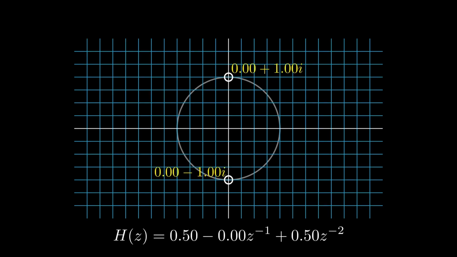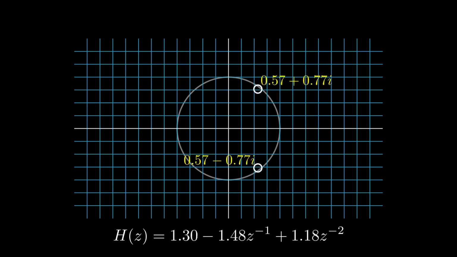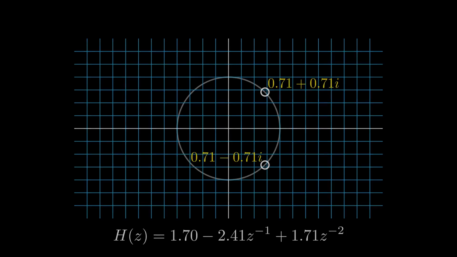For instance, if we want lower frequencies to be attenuated, we place our zeros near the part of the unit circle that corresponds to lower frequencies. This idea is the essence of the Echo Designer tool.